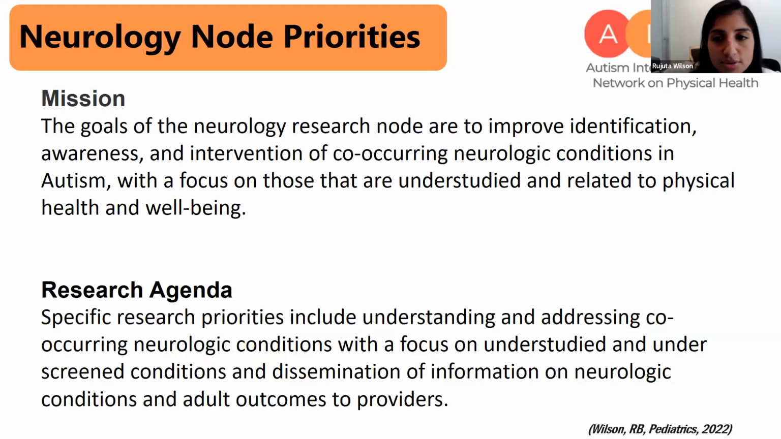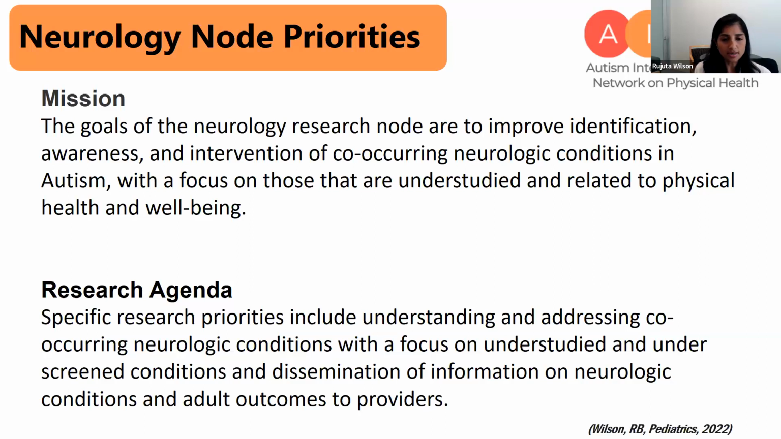So I'm going to start with just reviewing what the Neurology Node priorities and mission are. And as we go through these priorities and mission, we're going to sprinkle in each of our activities, in no particular order, showing how we're hoping to achieve each of these priorities and expand on them moving forward. So our mission, the goals of the Neurology Research Node, are to improve identification, awareness, and intervention of co-occurring neurologic conditions in autism, with a focus on those that are more understudied and related to physical health and well-being, given the mission of the AARP.